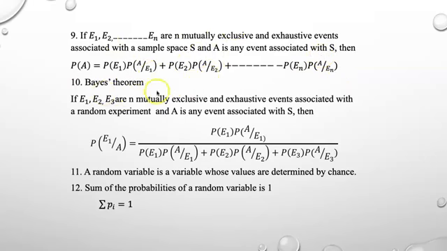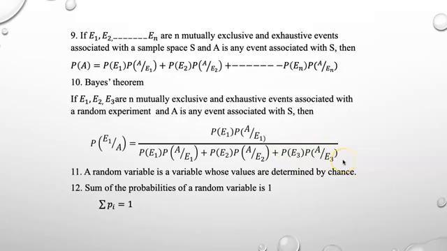Based on this, you have Bayes' theorem, which says that if E1, E2, E3 are n mutually exclusive and exhaustive events associated with a random experiment, and A is any event associated with the random experiment, then probability of E1 given A is probability of E1 into probability of A given E1 by probability of E1 into probability of A given E1 plus probability of E2 into probability of A given E2 plus probability of E3 into probability of A given E3.